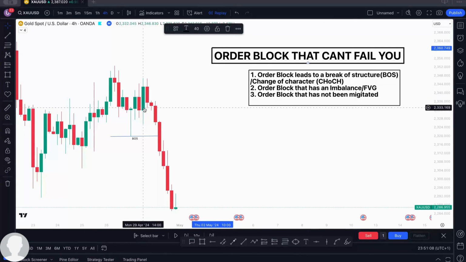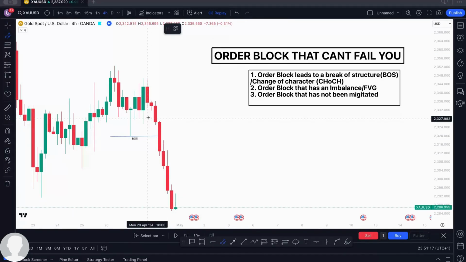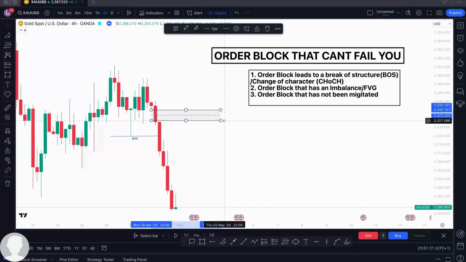Now, if you look at this order block, this is the last bullish candle before the impulse move was created. And what do we see here? We see a fair value gap. Can you see that here, right? We see a fair value gap here which the market created as a form of order that the market has come and taken.